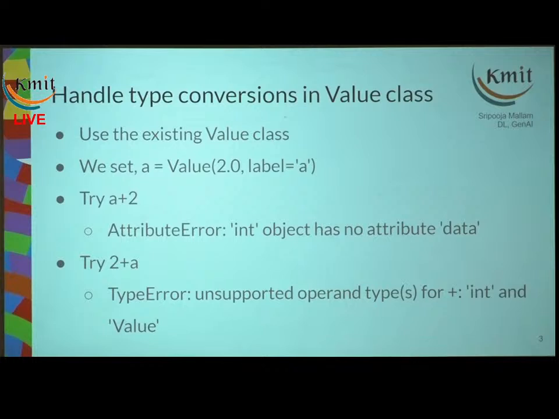D underscore? Correct. That is for attribute error. We understood. It's not able to handle. But my question is, in the second case, why do we get a type error and why not attribute error?